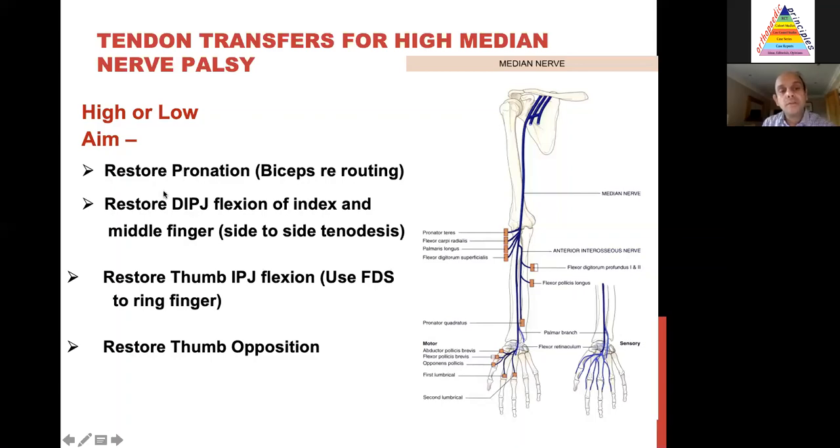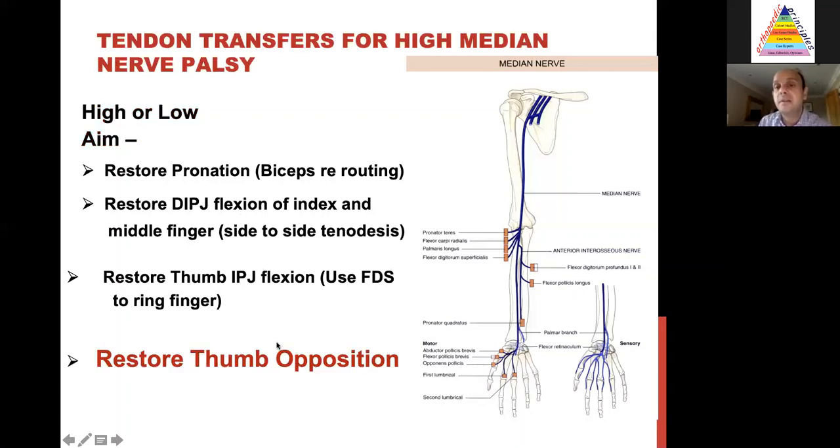So going through this, we're going to restore pronation. We need to restore DIP flexion to index and middle, thumb IPJ flexion, and thumb opposition. So let's see them in a bit of detail.